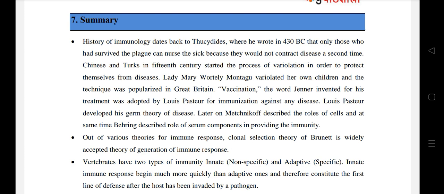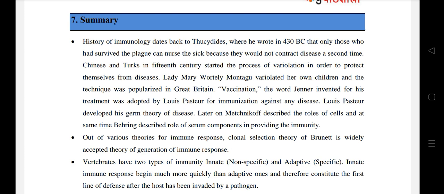So let's try it. The history of immunology dates back to Thucydides, who wrote in 430 BC that only those who had survived the plague could nurse the sick because they would not contract the disease a second time. Chinese and Turks in the 15th century started the process of variolation in order to protect themselves from diseases. Lady Mary Wortley Montagu variolated her own children, and the technique was popularized in Great Britain. Vaccination, the word Jenner invented for his treatment, was adopted by Louis Pasteur for immunization against any disease.